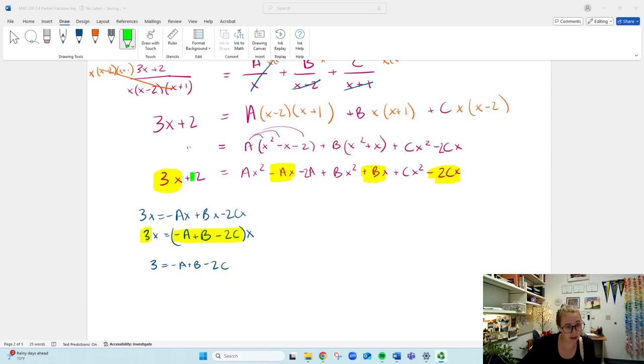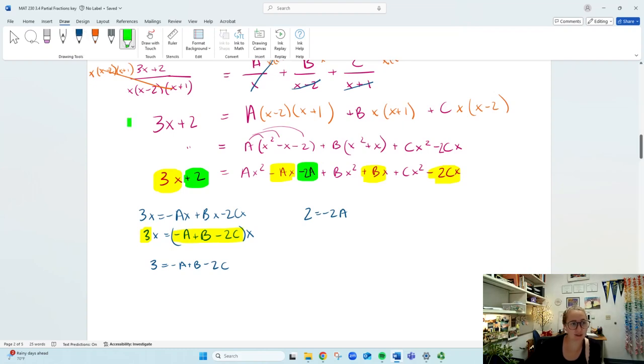And I'm going to look up here at my original equation that I started with, and I'm going to do that with anything that doesn't have an x. So I think the only thing that doesn't have an x is this one. So in other words, 2 is going to be equal to negative 2a. And that's an equation all on its own.